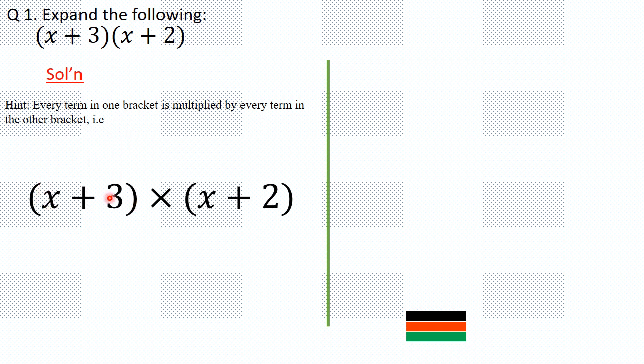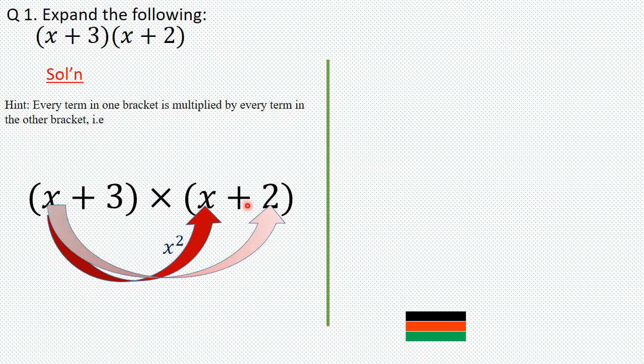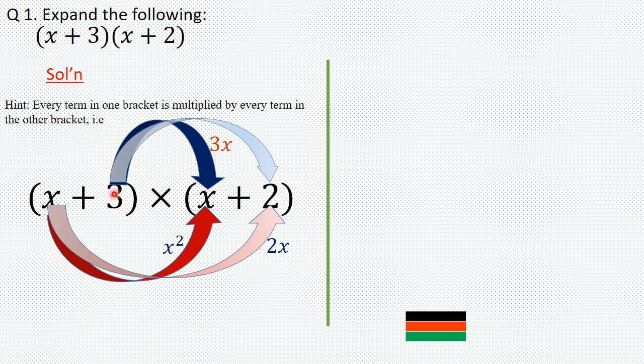We have the two brackets, x plus 3, and the other bracket is x plus 2. We are going to multiply this x with the x in the other bracket. Remember, this is a term in the first bracket and this is a term in the second bracket, so those are multiplied together to get x squared. Again, we multiply this same x with 2, in which case we get 2x. Again, we multiply this 3 with x to get 3x, and the same 3 with 2 to get 6. What we have achieved here is what this hint targets.